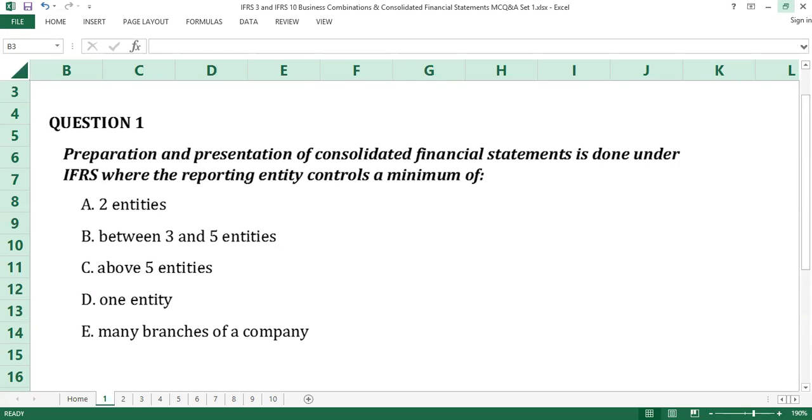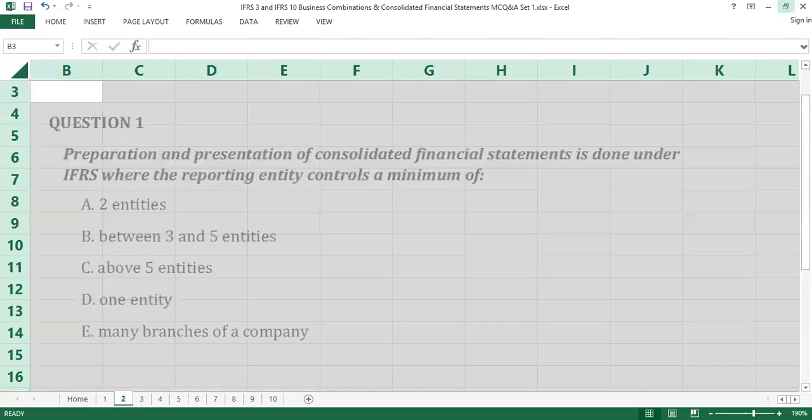Time up. The answer to question number 1 is D. When the reporting entity controls a minimum of 1 entity, that is all that is required for the preparation and presentation of consolidated financial statements in line with paragraph 1 of IFRS 10.